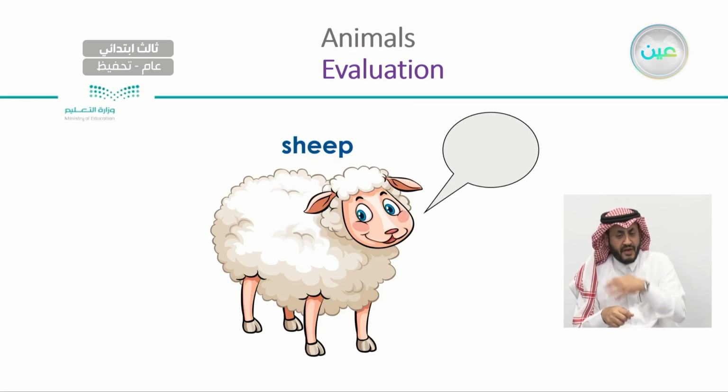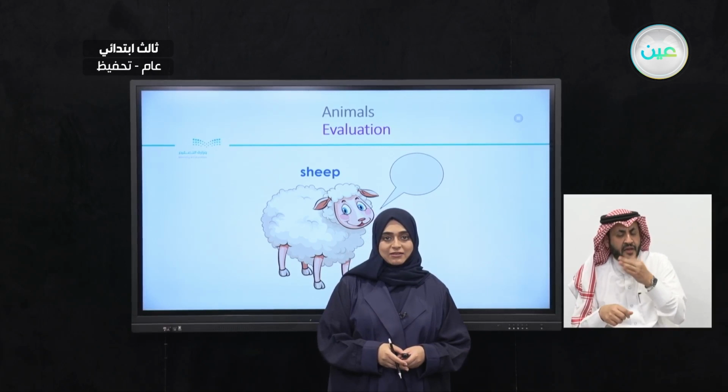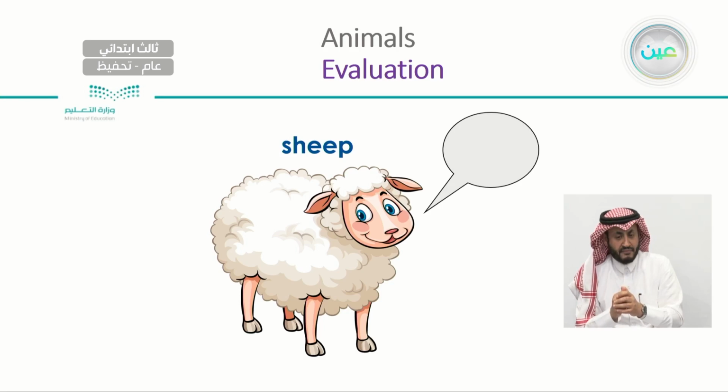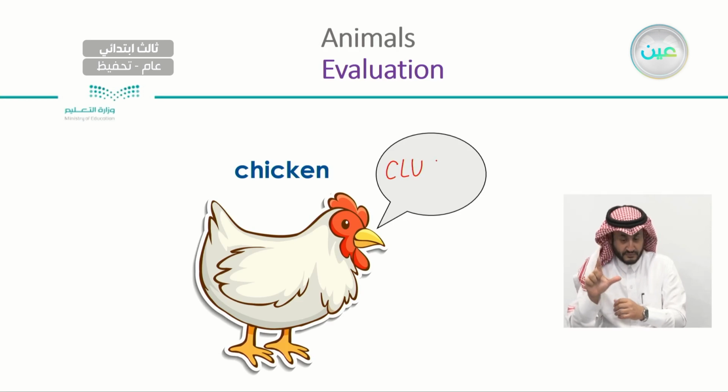And do you know what a sheep is? It's another farm animal. What sound does it make? Baa. Excellent. So just like moo, we have two O's. With baa, we have two A's. Excellent. And chicken. What sound does a chicken make? Cluck. Excellent. C-L-U-C-K. Cluck.